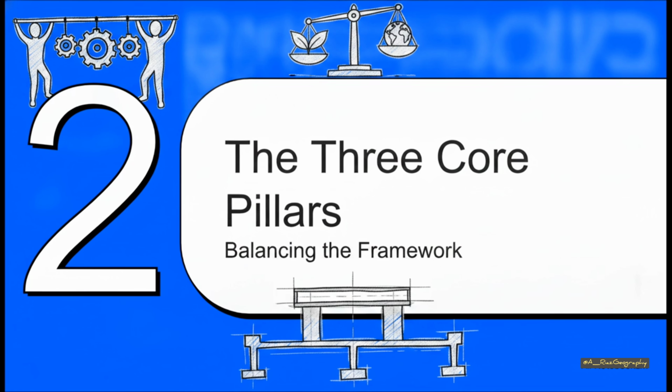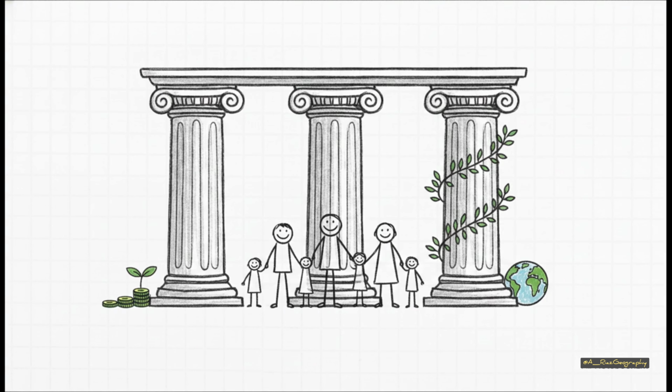Moving on to Part 2. The 3 core pillars. To actually make that 1987 definition a reality, it demands a really careful balancing act. The crucial takeaway here is that you simply cannot have true sustainable development without balancing 3 specific pillars. It's kind of like a 3-legged stool. First, you've got economic sustainability. And hey, this isn't just about making money, it's about generating equitable wealth.